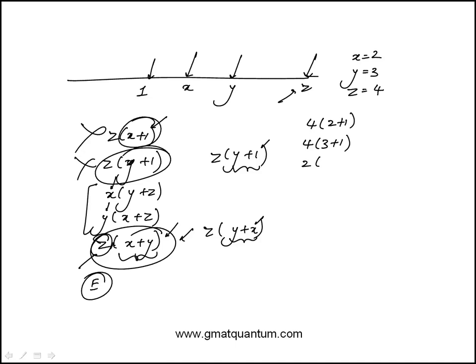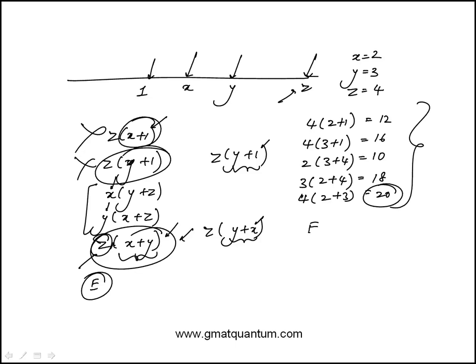X is 2, y plus z, and then I have D is 3 times x plus z, and then finally I have 4 times x plus y, and then I'm going to compute this. This is 12, 16, that's 10, 18, and that's 20, and indeed that is the greatest. So you can take this approach as well. The answer is E.